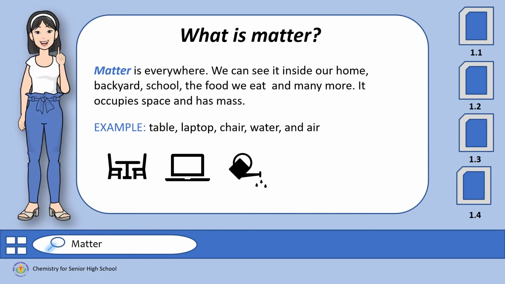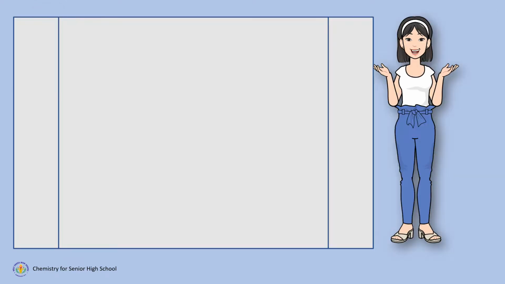What is matter? Matter is everywhere. We can see it inside our home, backyard, school, the food we eat, and many more. It occupies space and has mass. Examples of objects that have matter are table, laptop, chair, water, and air.